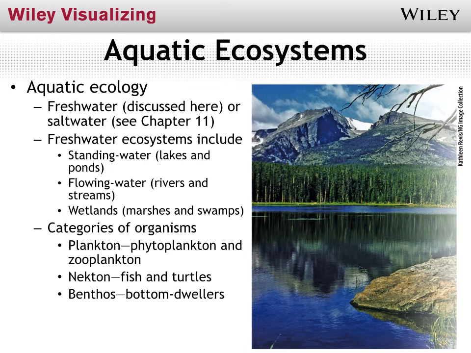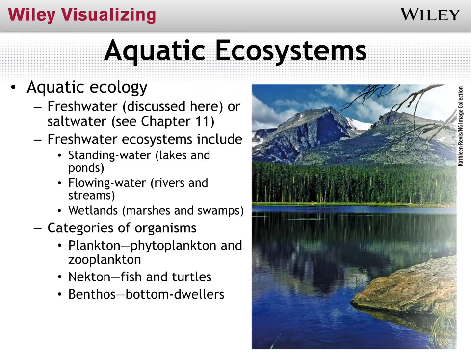All right, so on to the aquatic ecosystems. There are basically freshwater ecosystems and saltwater ecosystems. We'll talk about the freshwater ecosystems here a little bit, and then also we'll talk about the saltwater ecosystems in chapter 11. We can break freshwater ecosystems down into two main types: standing water ecosystems like lakes and ponds, or flowing water ecosystems like rivers and streams.